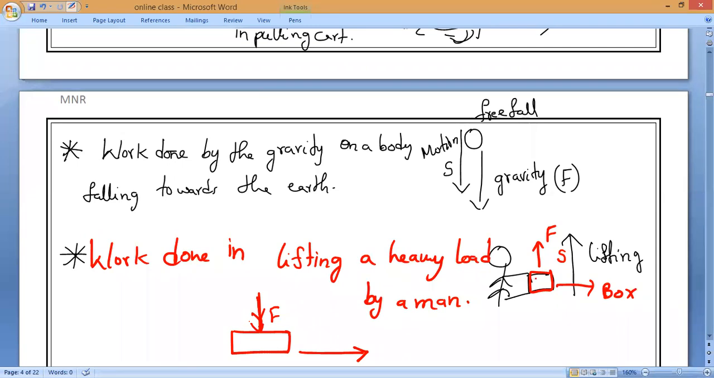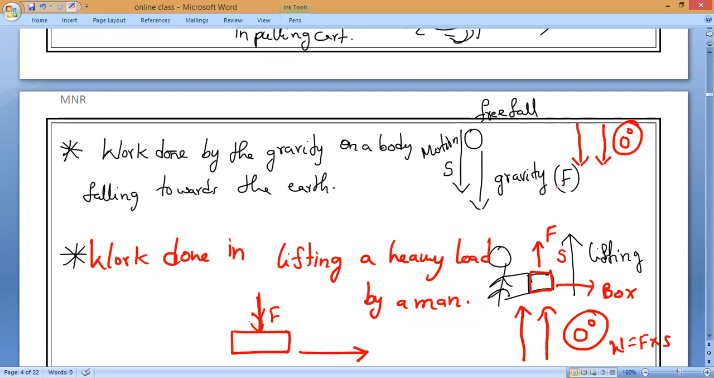Now, in this case, lifting the body, check it. The body is moving in this direction and the force is also in this direction. Then what is the angle between them? 0 degrees. You understand, Hari? So work done is equal to F into S. Now in the gravity case also, check it. Displacement is in the same direction and applied force is also in the same direction. Then what is the angle between them? Angle 0, sir. Are you clear?